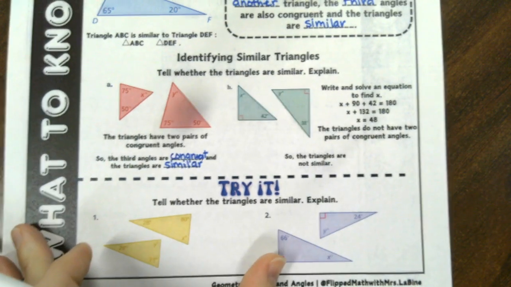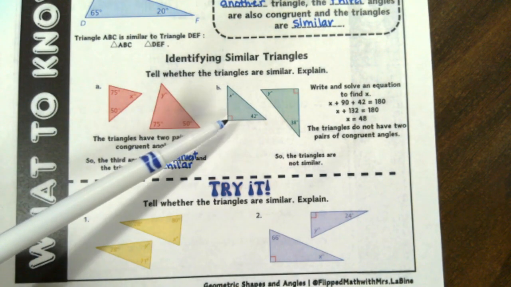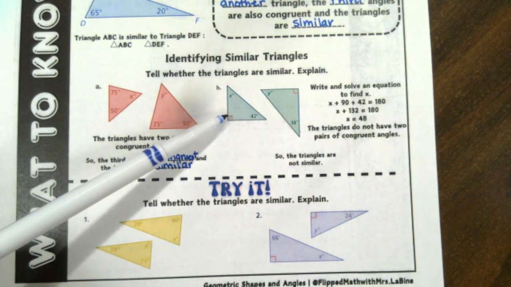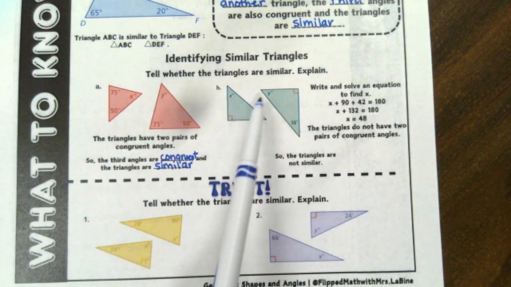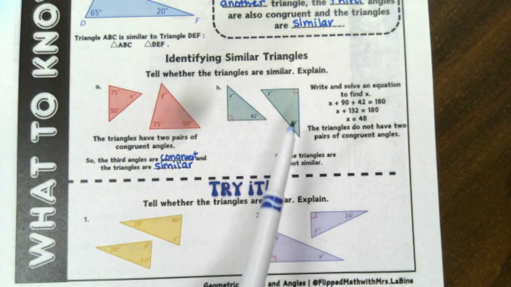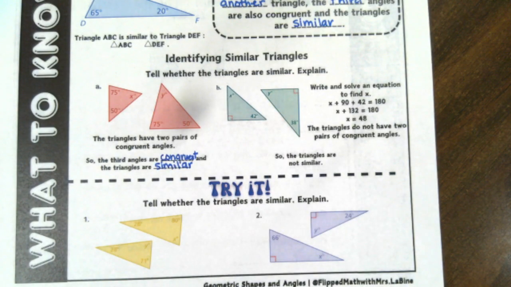Okay, so let's look at this next one. I have X angle, I have a 90-degree angle. Remember, that's what this red box, or just as if you see that box on any of your triangles, tells us: 90 degrees. So I have X, 90 degrees and 42 degrees. And here I have Y, 90 degrees and 38 degrees.